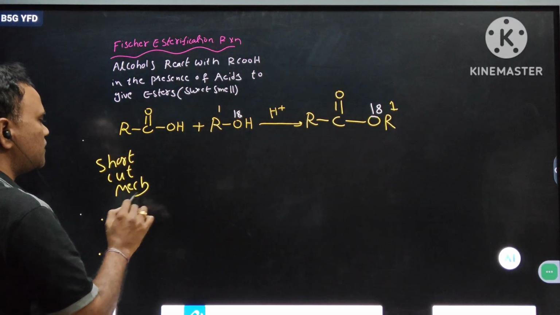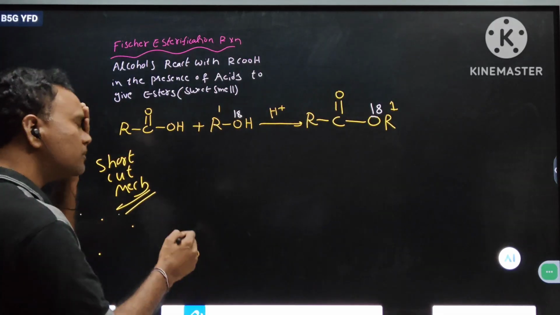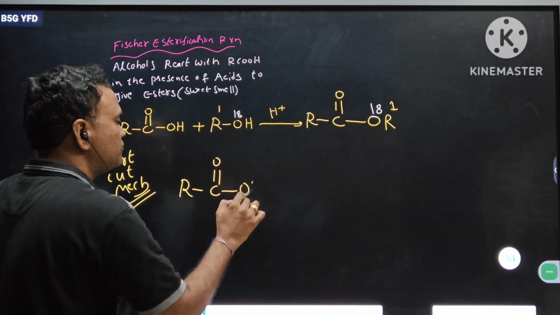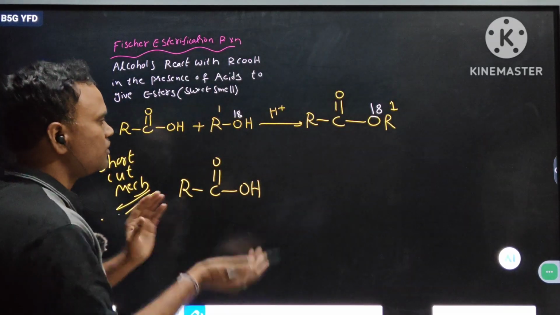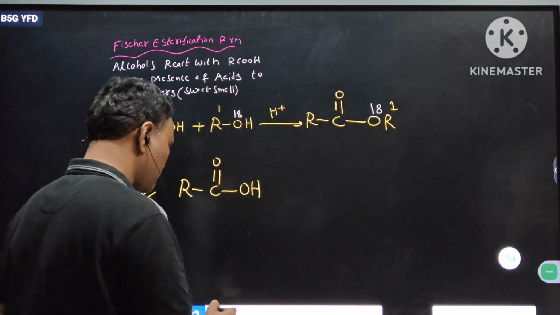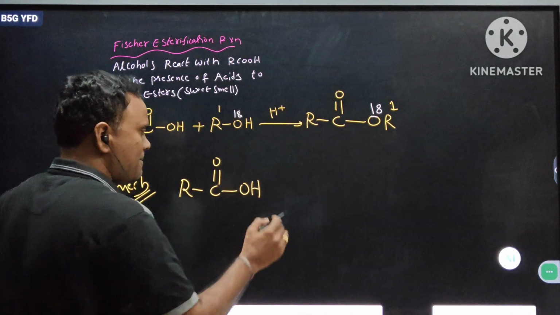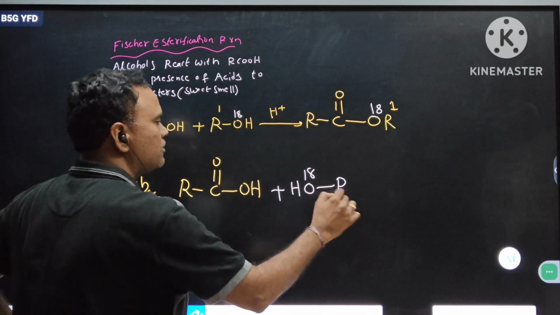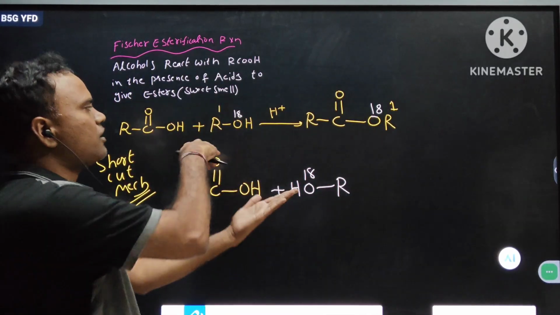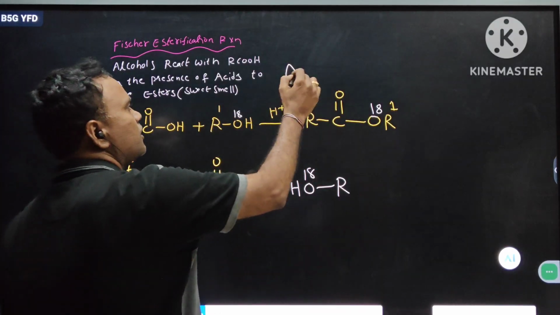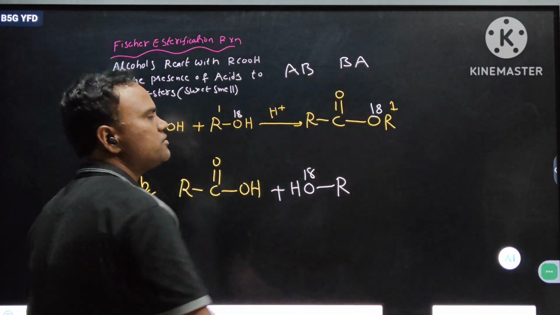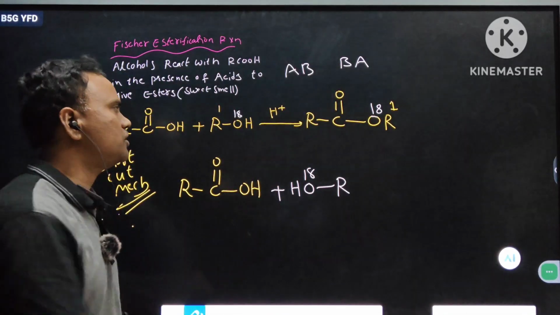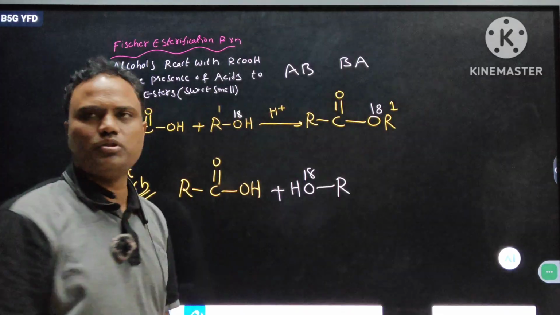This is not a regular or formal mechanism, okay? RC double bond O, OH, and alcohol in the reverse order, HO18R. See, AB and BA, is there any difference? Nothing. AB, BA both are same. 2 into 3, 3 into 2, both are same only. ROH, OHR, both are same only.